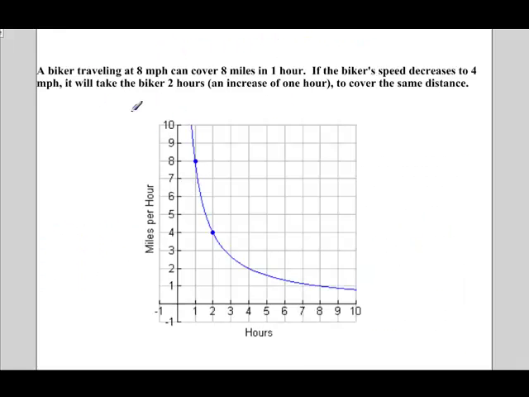Here's another example. A biker traveling at 8 miles per hour can cover 8 miles in 1 hour. So basically we're saying if he goes 8 miles per hour, it's only going to take him 1 hour. Well, that's that point right here. If he's only going 1 mile per hour, it's going to take him 8 hours. So as he increases his speed, the time will take less. That makes sense. I mean, the faster you're going, the faster you get there. That's basically what that's saying.